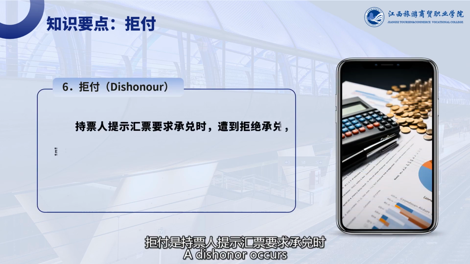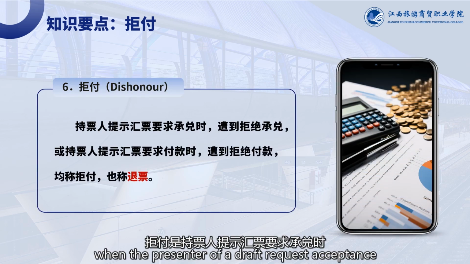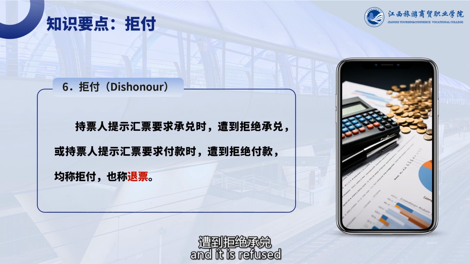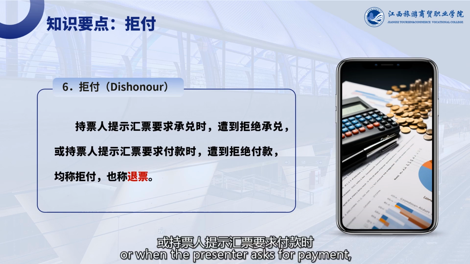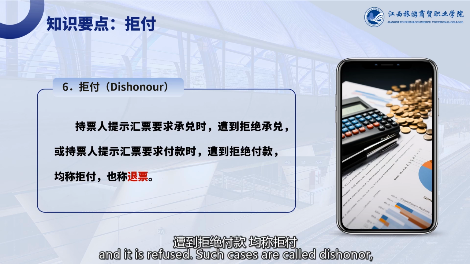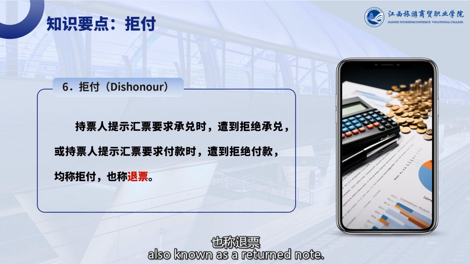A dishonor occurs when the presenter of the draft requests acceptance and it is refused, or when the presenter asks for payment and it is refused. Such cases are called dishonor, also known as a return note.